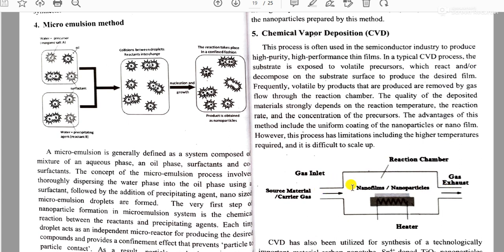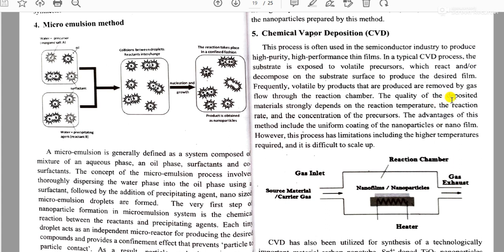chamber by this gas. So here you can see a carrier gas which is flowing through this chamber, and there is a gas exhaust here. So this is a gas inlet and this is a gas exhaust, and you have a reaction chamber, and inside this reaction chamber you can see the substrate and a nanofilm coated over the substrate. So all the unreacted volatile byproducts are eliminated through this gas exhaust by the carrier gas.